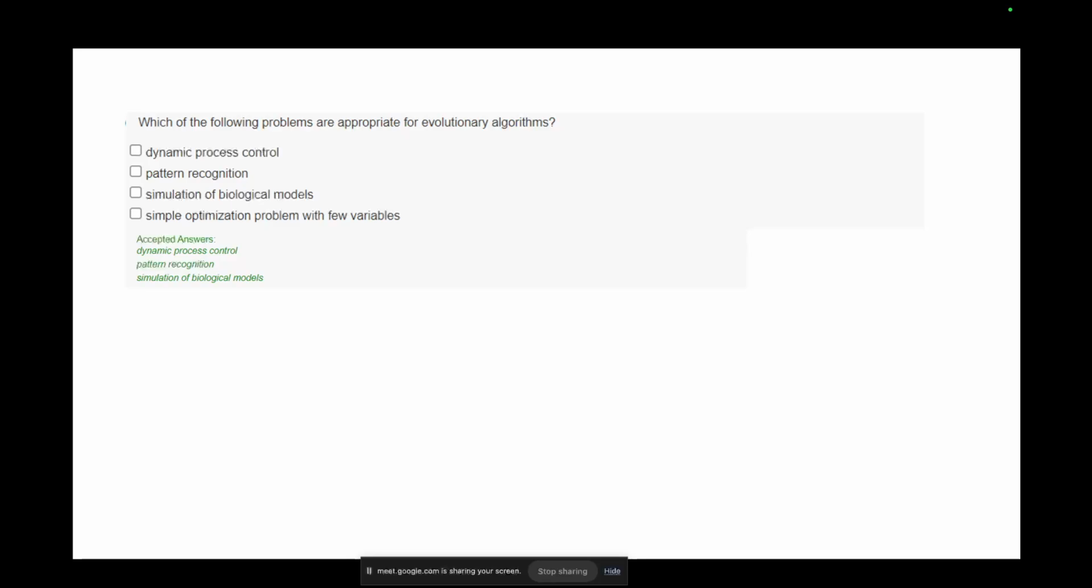So if it's a simple optimization problem with a few variables, there's no requirement, no point for an evolutionary algorithm, right? Yeah. Okay.